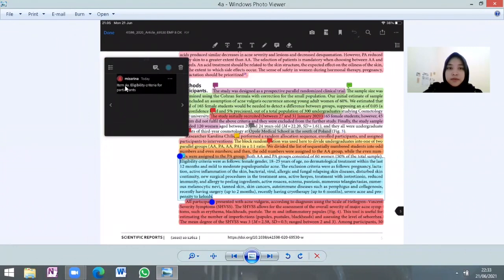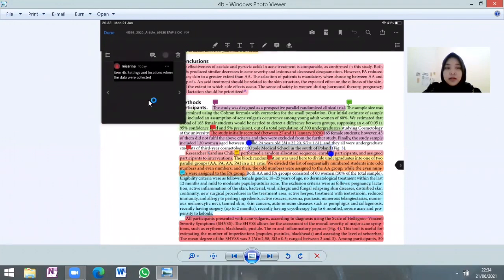And the next item, number 4A, eligibility criteria for participants, is reported on page number 5. Eligibility criteria were as follows: female gender, 18 until 25 years of age, no dermatological treatment within the last 12 months, and mild to moderate papulopustular acne. The exclusion criteria were as follows: pregnancy, lactation, active inflammation of the skin, and so on.